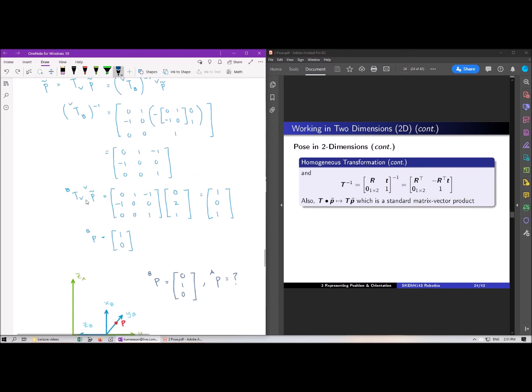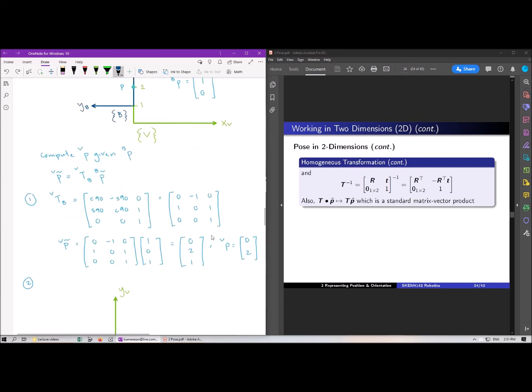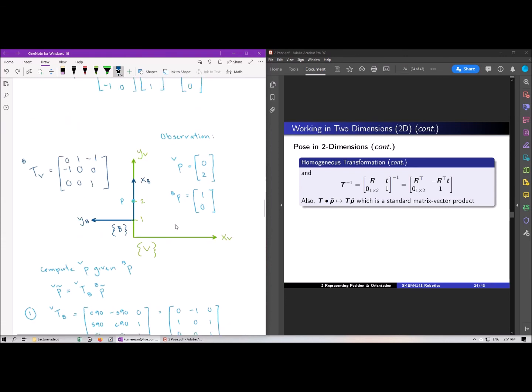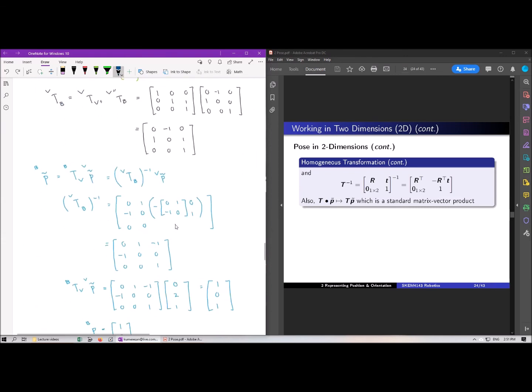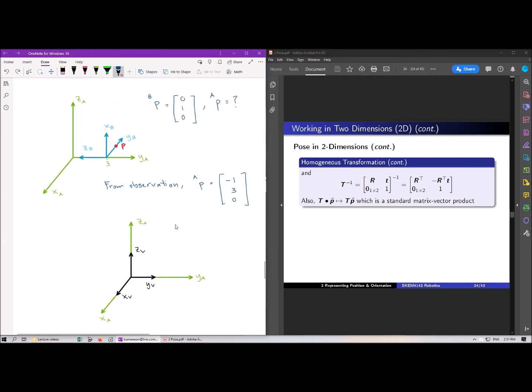So TVB multiply P tilde V, we get 1, 0, 1. So therefore PB is 1, 0. Is it correct? PB is 1, 0. Okay, let's move on to the three-dimensional case.